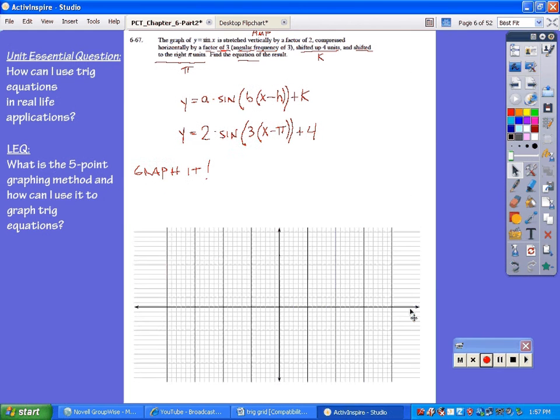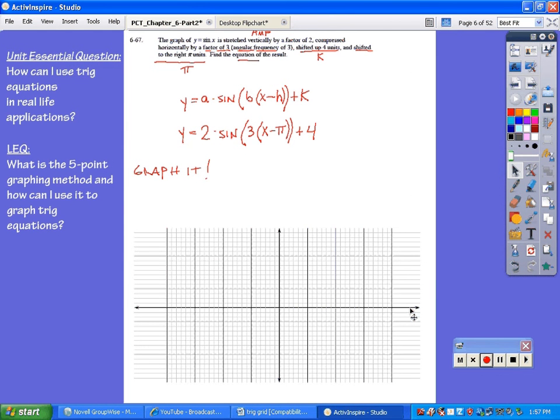So remember here, before we actually get started, we need to determine all these parts. Okay, so we already know A. The only thing we're missing here is our period. So remember, P times B equals 2 pi. So P times 3 equals 2 pi. So our period is going to be 2 pi over 3.